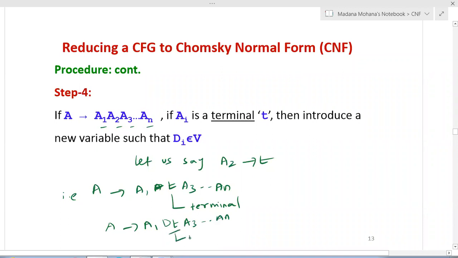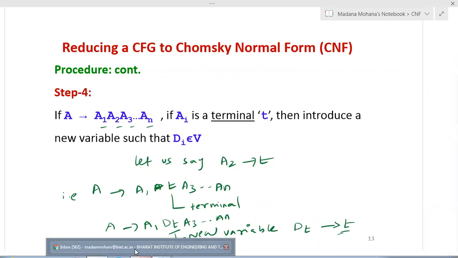Now here, this is a new variable. In place of the terminal, a new variable is introduced. And what is Dt, that also you have to write: Dt derives t. Now see, Dt is the variable, and t is the terminal. Now a terminal as a single value on the right hand side is allowed in Chomsky normal form, as one of the rules. Therefore, it is satisfying a single terminal and two variables length.